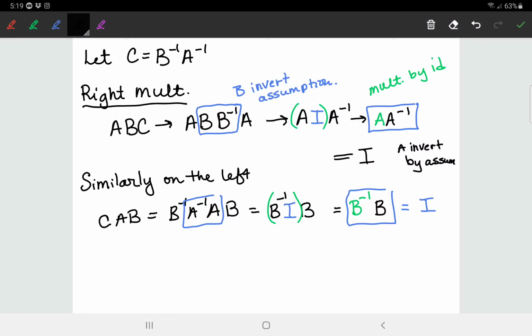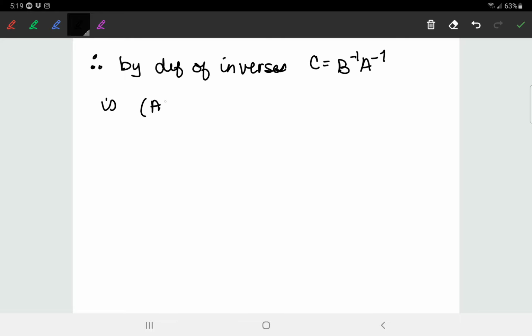And then we can draw our conclusions. So therefore, by definition of inverses, C, which we've defined to be B inverse A inverse, is (AB) inverse. And then we can just say it more explicitly using the equal sign. So (AB) inverse is equal to B inverse A inverse.